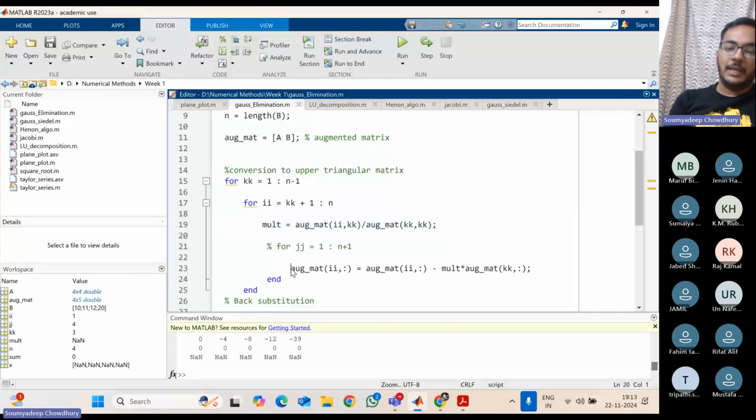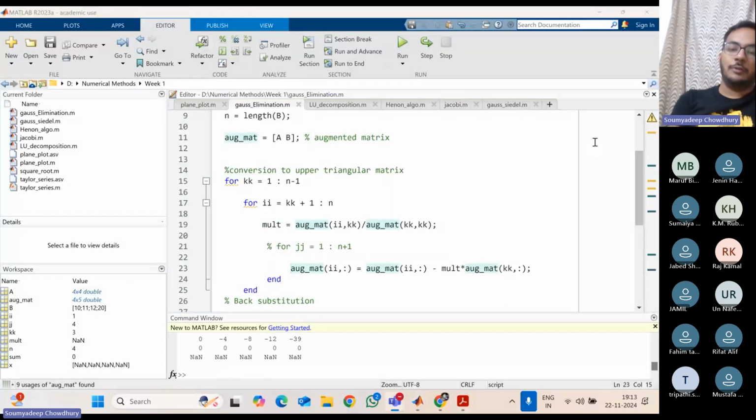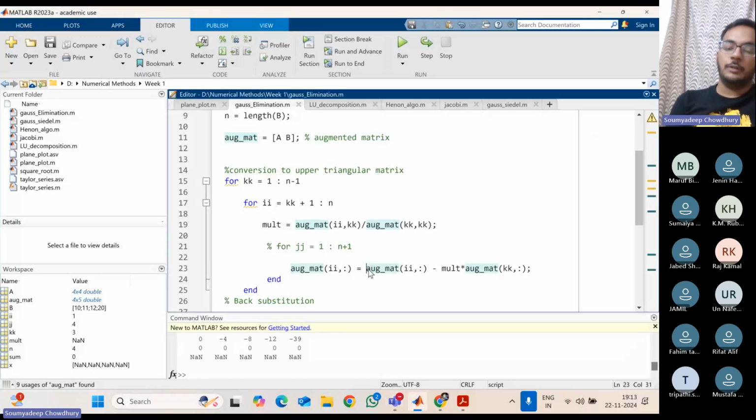And then in line 23, we are updating the second row, or the corresponding row, by whatever elements were there previously, which is stored in augment of ii comma colon, minus mult, which is the multiplier value, into augment of kk comma colon. So kk first is 1. Considering the first row as the pivot row, we are updating the second row, third row, fourth row.